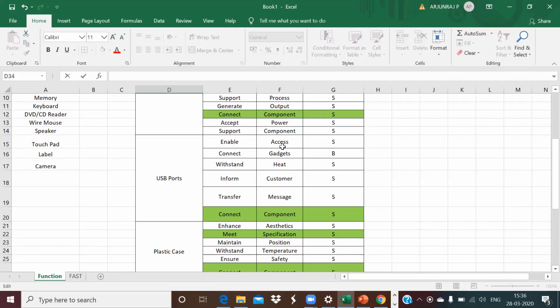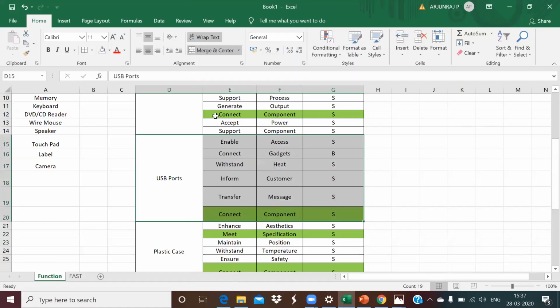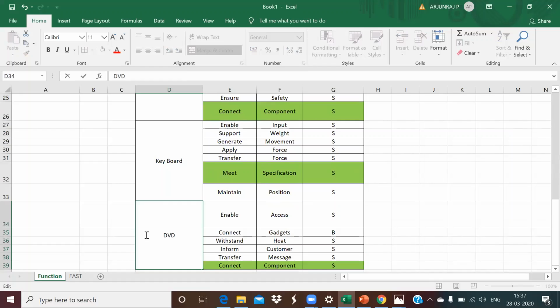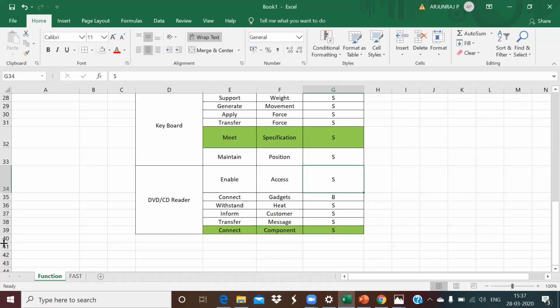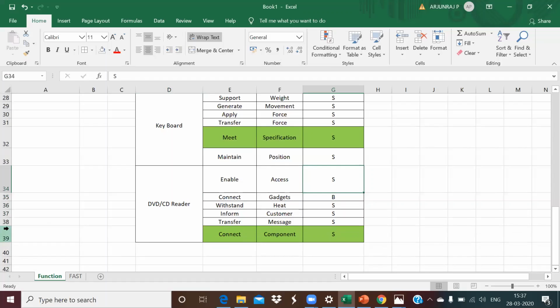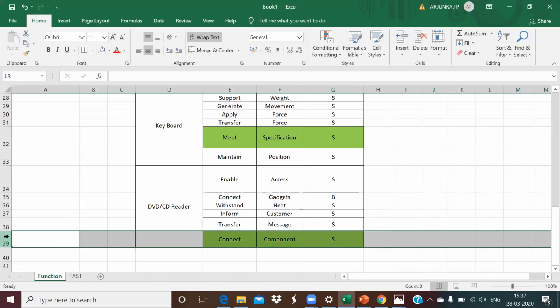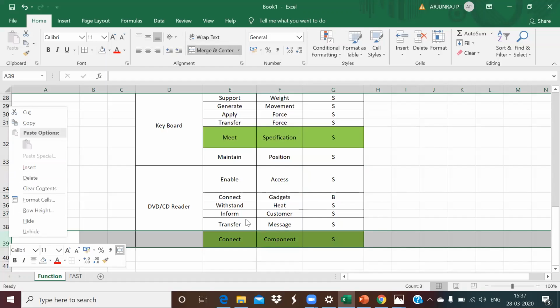Yes, it should enable access. It should connect gadgets. It should also inform the customer. Exactly. It will transfer the message. It will also connect the components. But there is no heat or something getting developed here. It develops, sir. In DVD reader, the heat is because of the continuous friction. There will be heat. Okay. But in the DVD CD reader, it also rotates. Yes, it also rotates, exactly. So enable rotation. So unlike the USB port, here one more function is that it also rotates. So it rotates, the basic function.